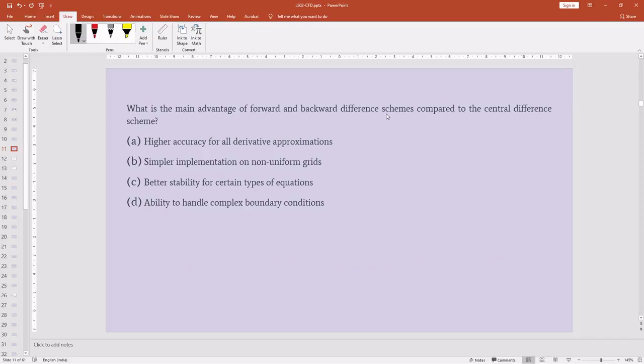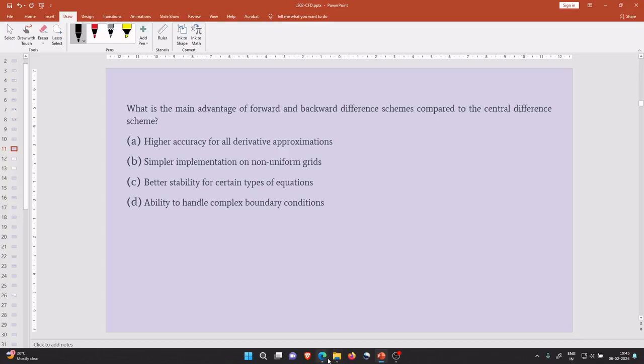So, moving on to the next question. What is the main advantage of forward and backward difference schemes compared to the central difference scheme? First one, higher accuracy in all derivative approximations. Second, simpler implementation on non-uniform grids. Third, better stability for certain types of equations. Fourth, ability to handle complex boundary conditions. So please give your answers in the comments.